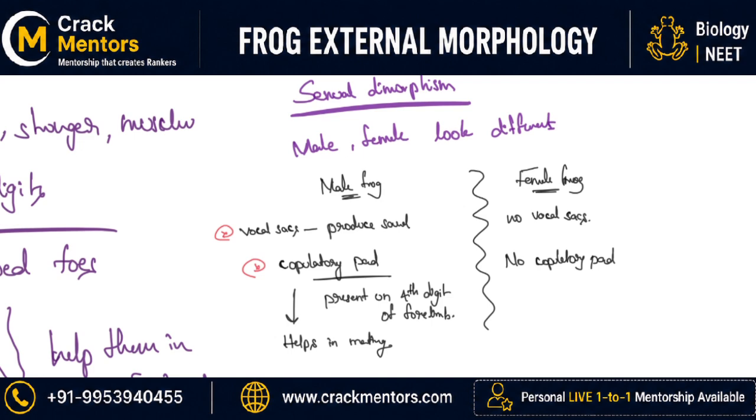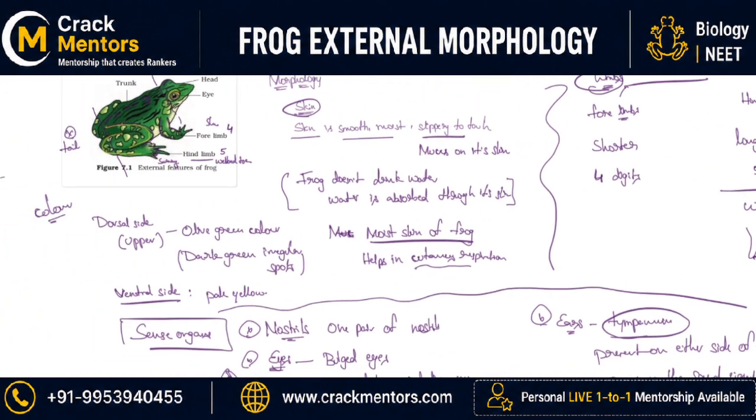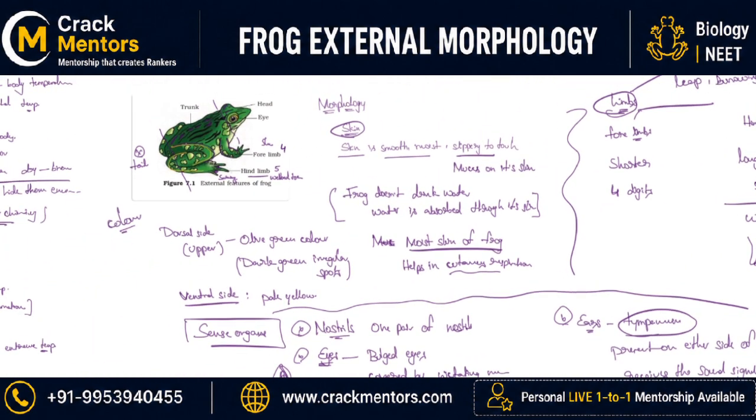It has forelimbs and hind limbs. The hind limbs are strong and muscular. They have color changing ability, that is, camouflage and mimicry is done. They have clear sexual dimorphism, and they are perfectly adapted to live on land and in water. So that's why they are called amphibians. Okay, with this we have completed the morphology of the frog.